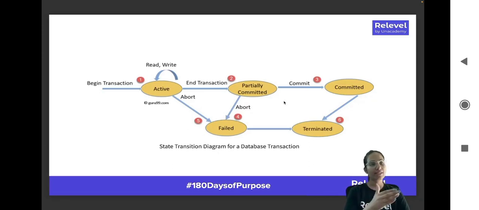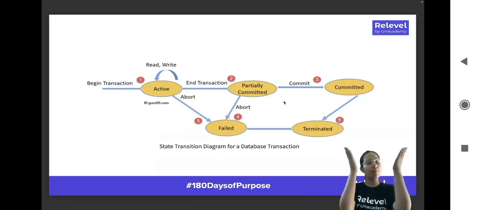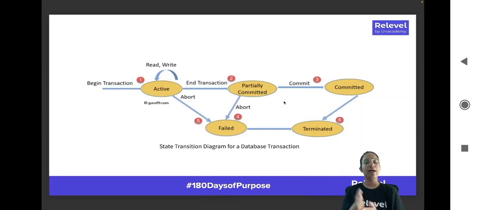You go from active state to partially committed state. Both can lead to the abort state as well. And then if partially committed state is successful, you go to committed state and then you terminate the transaction. From the failed state also, if something has failed, then you also terminate, right? Because you're not able to do anything. Once the transaction has failed, it doesn't go back and retry once again unless told specifically.